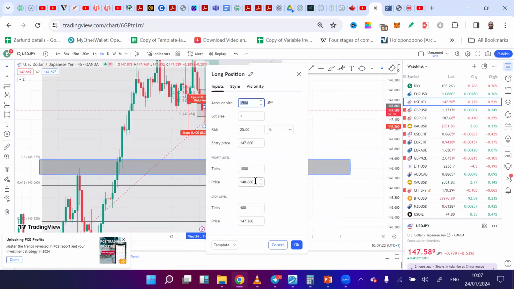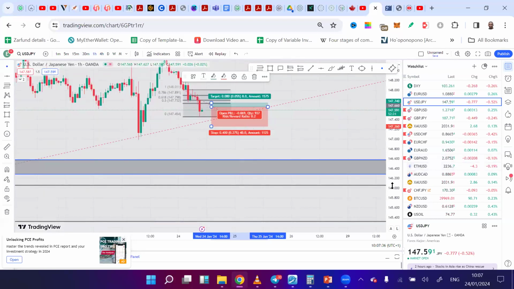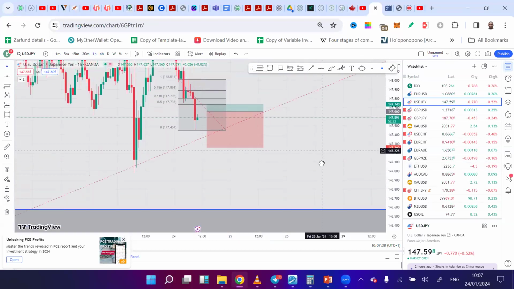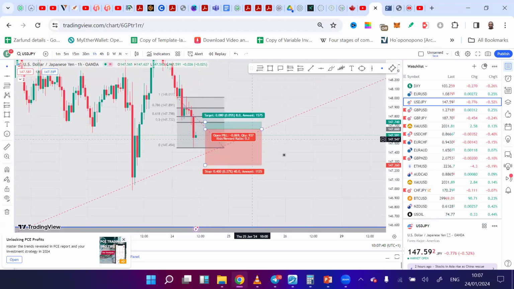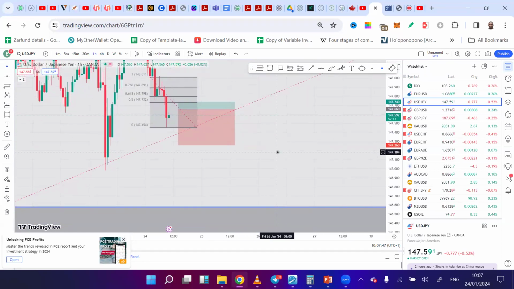Our break even price is going to be at this point, 147.740. You can see that's a very tiny take profit now. It's more like a break-even take profit. So we're changing our take profit to break-even, and then we're going to set another trade.